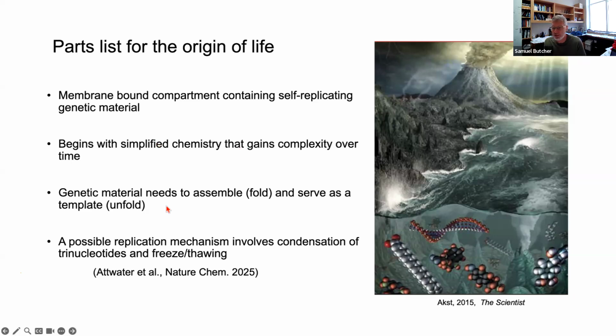If we think about this genetic material, it would need to assemble and fold up so that it would have some activity and be able to replicate itself. It would also probably have to unfold to serve as a template to make more of itself. There are a number of groups now trying to reverse engineer such a scenario. I just found a recent paper on this. It's pretty cool. It uses an RNA that stitches together trinucleotides using freezing and thawing to make copies of RNA.